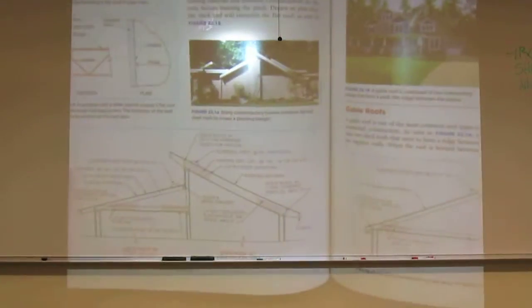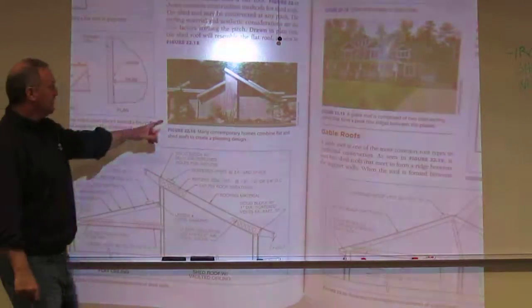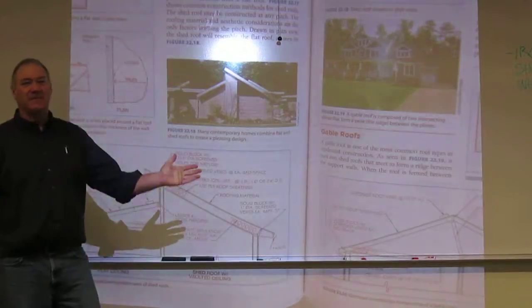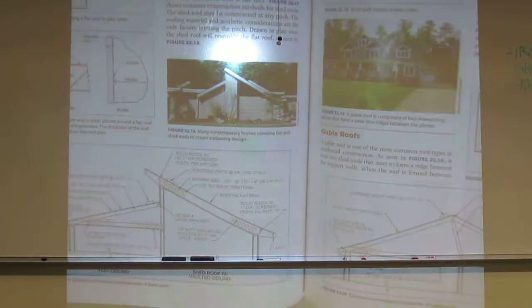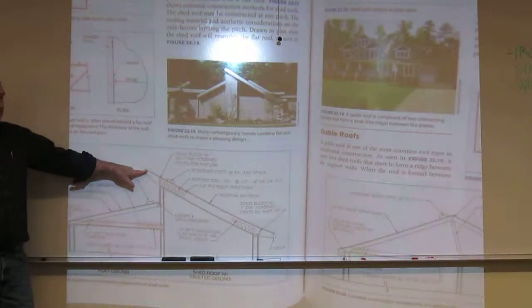The next roof, a shed roof. Here you see a picture of one here. In essence, what's a shed roof? It's a flat roof that's been tilted. So a shed roof is one tilted plane. You see it in cross section right below here. So this is the way you would draw that.